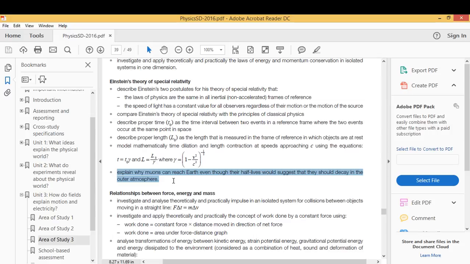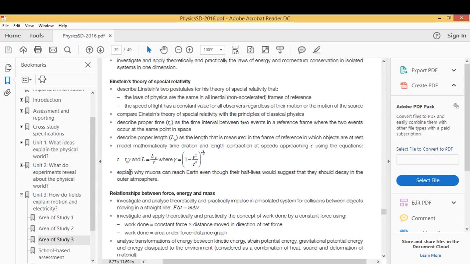So the study design explicitly says that you need to be able to explain why muons can reach Earth, even though their half-lives would suggest that they should decay in the outer atmosphere. So basically in this lesson we're going to explain what that's about, and you can see it's the last dot point in this topic of special relativity.